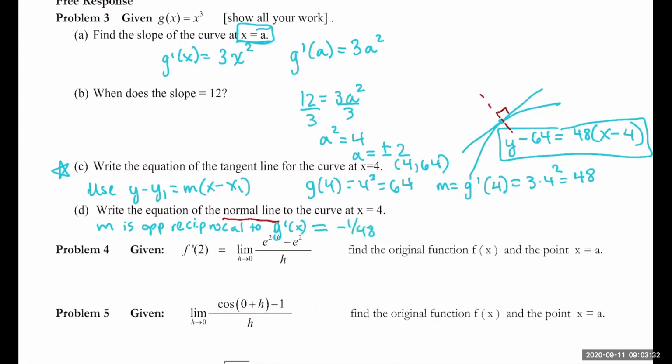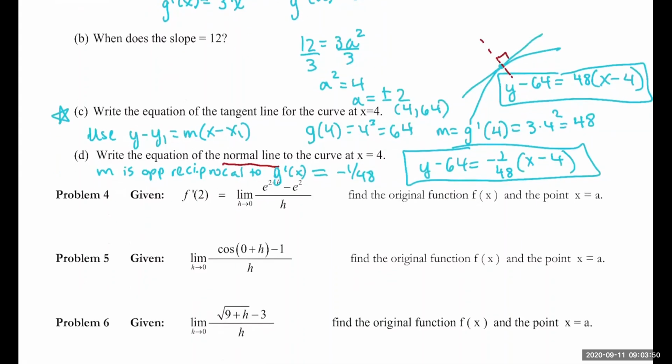Perfect, negative 148. And it's still going through the same coordinate point. So we're going to rewrite the equation of a line with the same exact coordinate point, but the slope is going to be negative 148 in place of 48. And we leave our answers. Do not put into slope-intercept form.